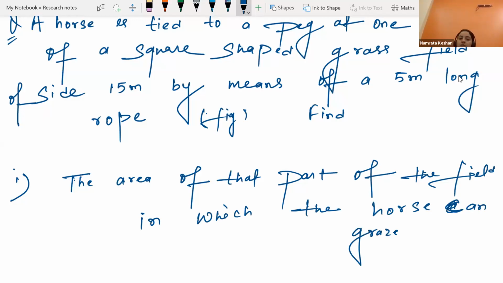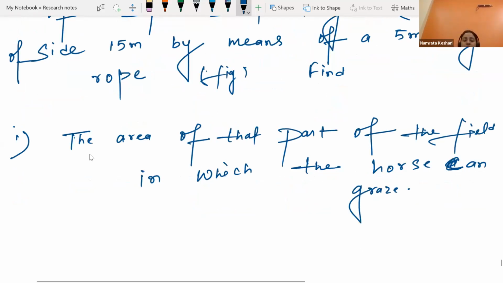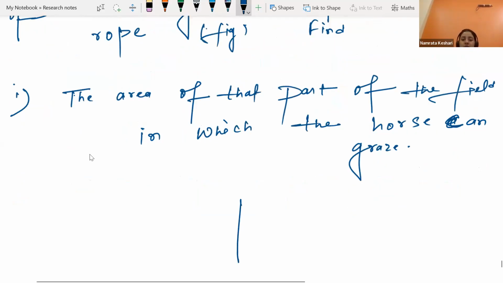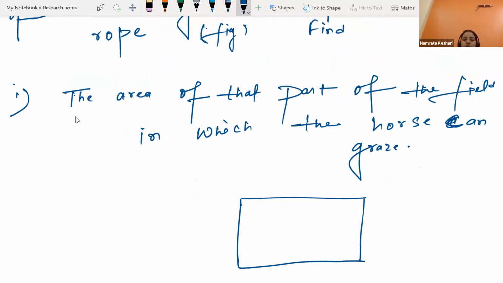Okay, let's do this one. I'm copy pasting the figure because we don't have to draw it ourselves. Basically the figure looks like this. We are having a square and then a horse is tied like this. Here we are having a horse. It is given like this in the figure itself, that this is how the horse is present.